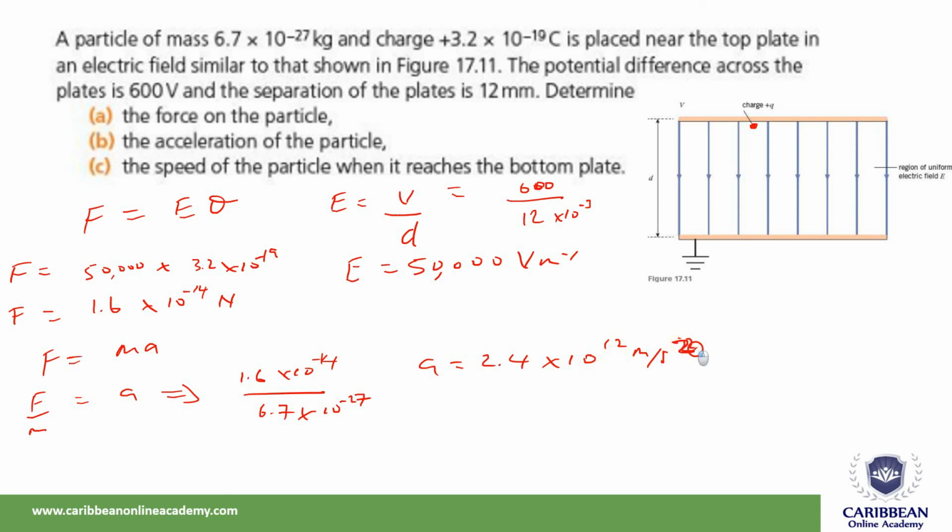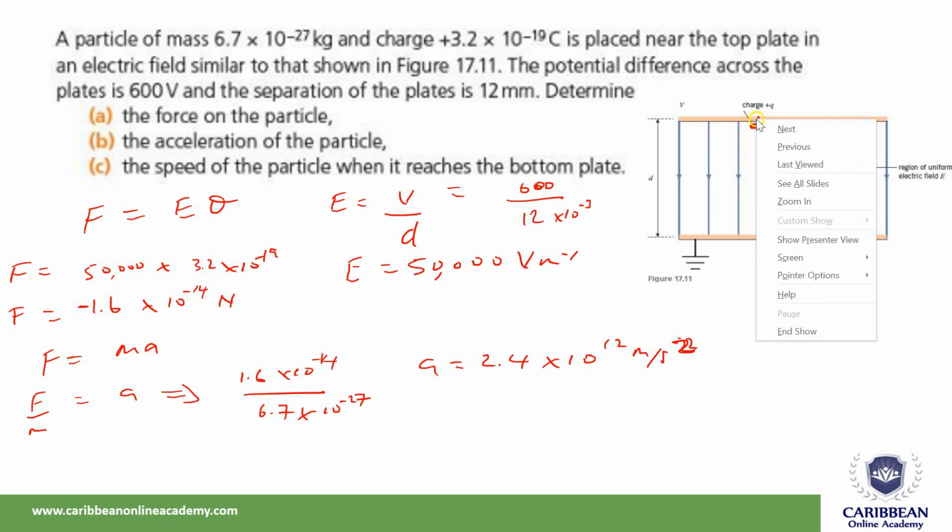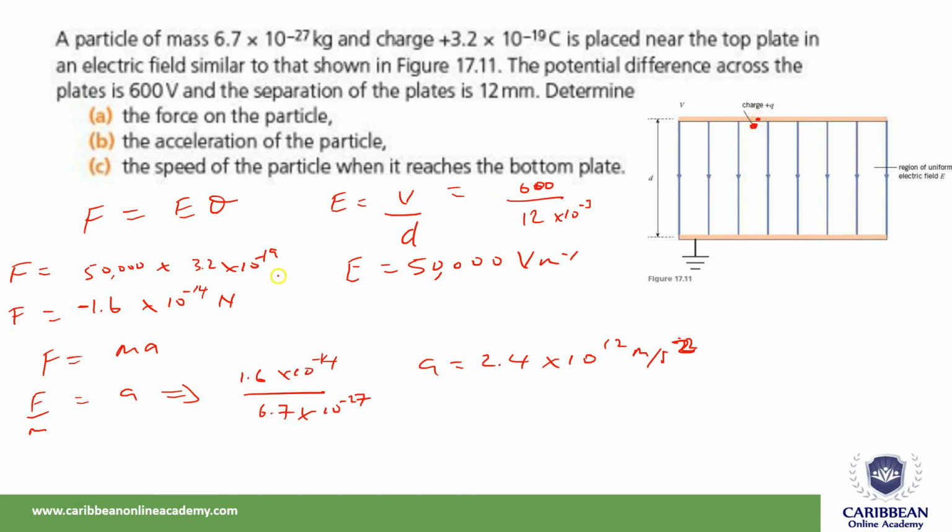Now, there's something that I should have indicated here: the force is going to be negative, because you have a positive charge beside a positive plate, so that results in a negative force, so it's going to move downwards. For that reason, the acceleration is going to be negative, because once you're accelerating downwards, the acceleration is negative.